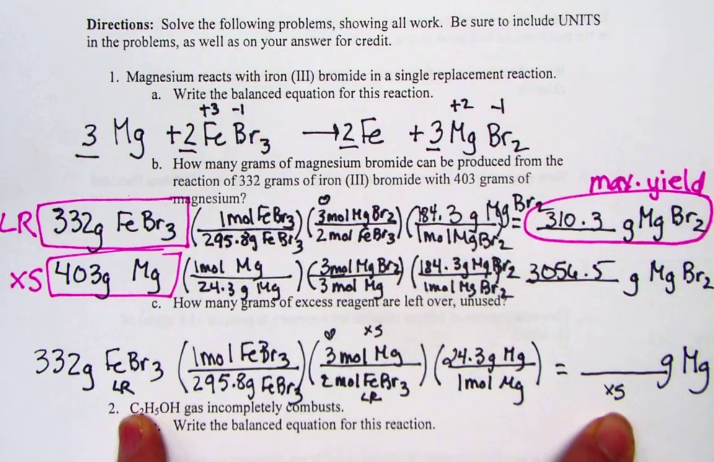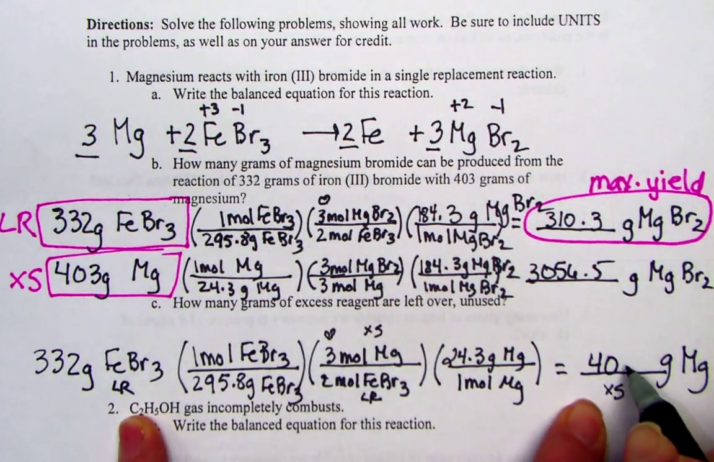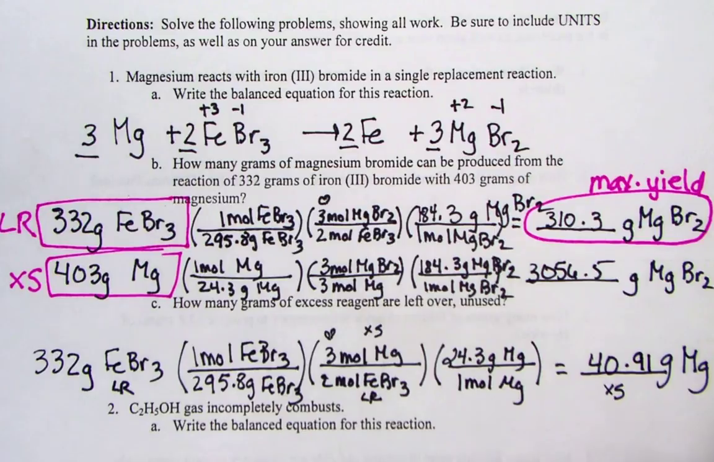332 divided by 295.8 times 3 divided by 2. And the last thing is times 24.3. I found 40.91 grams of magnesium.